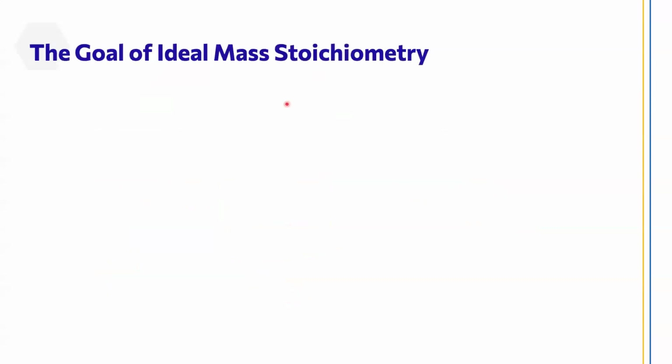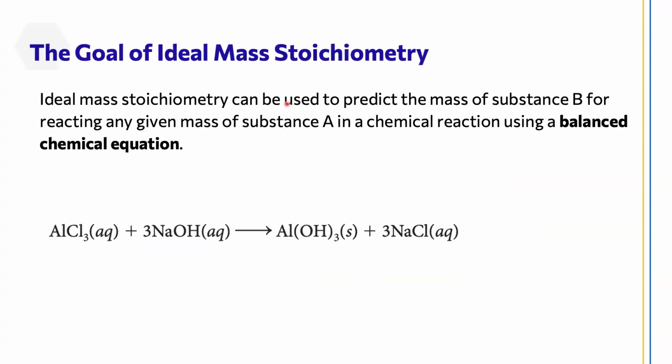The goal of ideal stoichiometry is that you can predict the mass of substance B from reacting any given mass of substance A in a chemical reaction using a balanced chemical equation. In this example, this reaction is a mixture of two aqueous solutions, resulting in a solid precipitate, aluminum hydroxide. Aluminum hydroxide mass can be predicted if you know the concentration or starting quantity of aluminum chloride and sodium hydroxide.